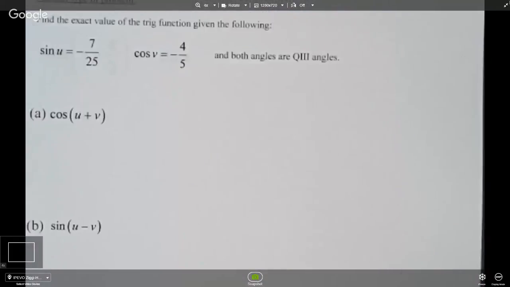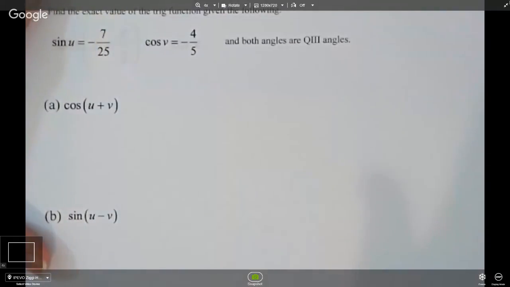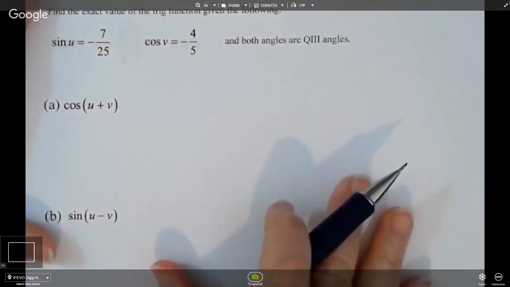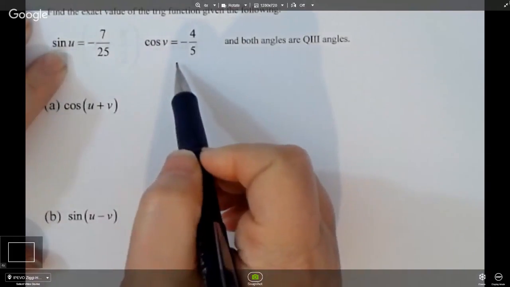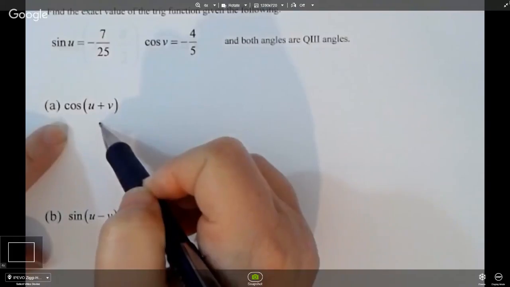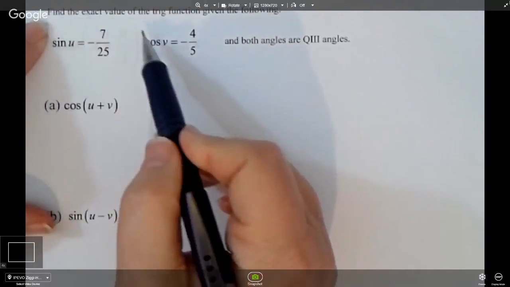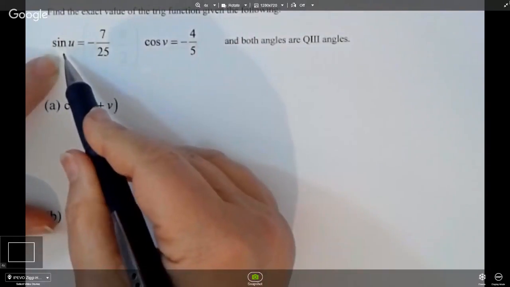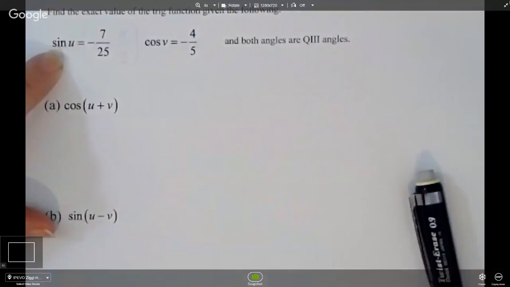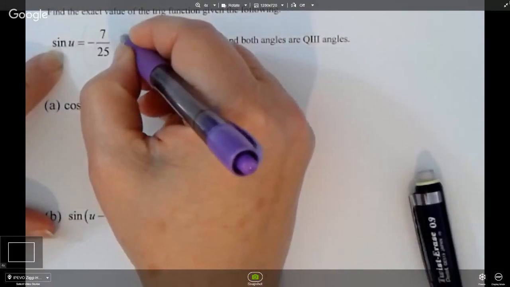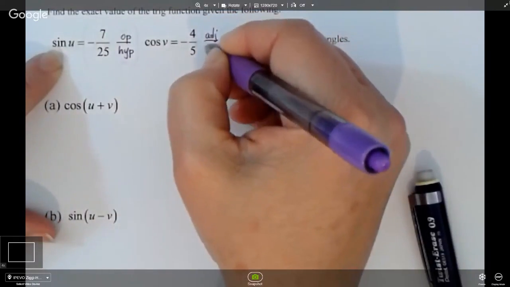Okay, now another problem type you might get in these sum and difference questions is one like this, where you are given the sine of an angle and the cosine of another angle, and they ask you to find the cosine of the sum of the 2 angles that you were given. So the question states, find the exact value of the trig function given the following. Let's say we have the sine of u is equal to -7 over 25. What I'd like you to remember is that the sine is equal to the opposite over the hypotenuse, and the cosine is equal to the adjacent over the hypotenuse.